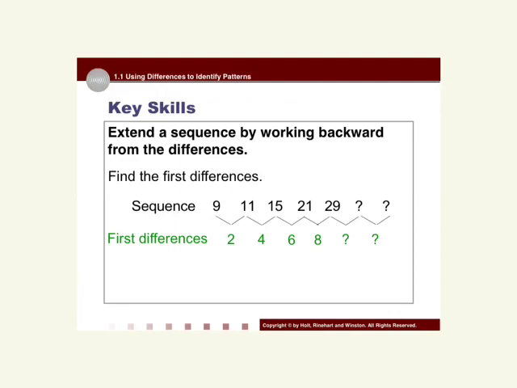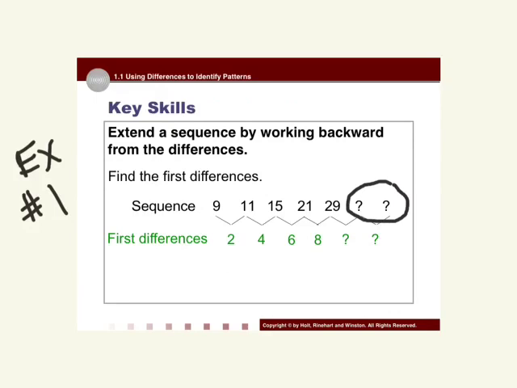Alright, example number 1. You can go ahead and put this one in your notes as example number 1 from section 1.1. In example number 1, they give us the sequence of 9, 11, 15, 21, 29, and they're asking us to go ahead and figure out what the next two numbers would be.